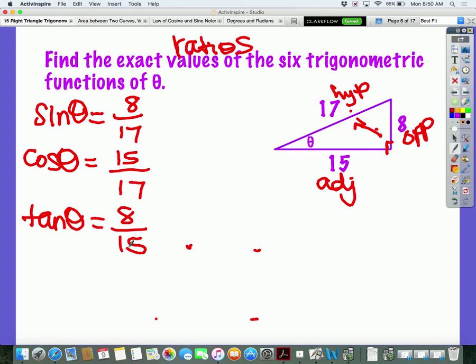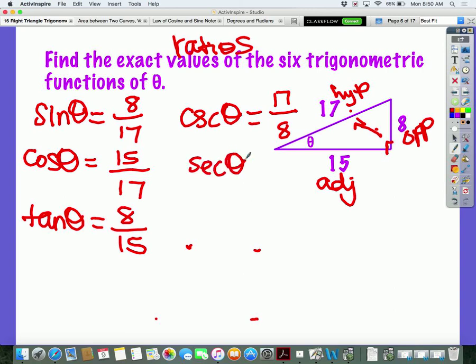Pretty simple. Let's work with the ones you've never seen before. What does CSC stand for again? Cosecant. Cosecant is 1 over sine. Hypotenuse over opposite. So my hypotenuse is, and my opposite is, you can also just flip sine, and you'll get cosecant.